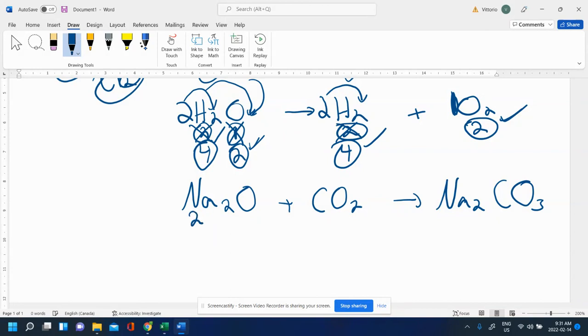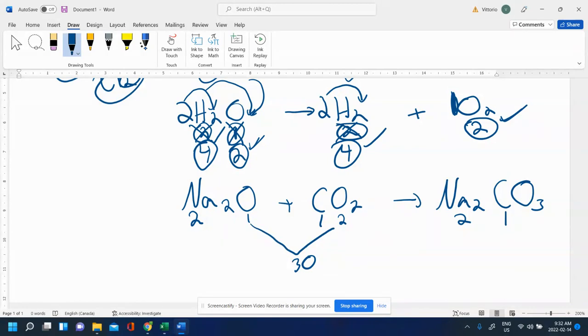We have 2 sodiums on the left side, 2 sodiums on the right side. For carbons, we have 1 on the left, 1 on the right. So far looking so good. 2 sodiums, 1 carbon, 1 carbon. Okay, let's take a look at the oxygens. We have 1 here and 2 here. So that's a total of 3 oxygens. So don't forget that you have 3 oxygens total.